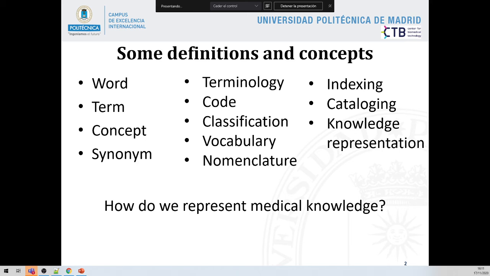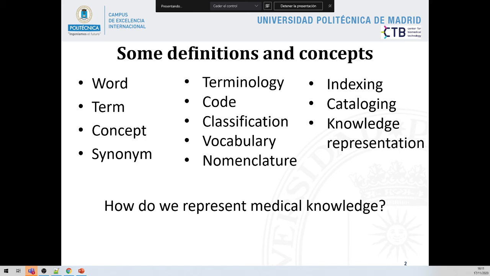Vocabularies are also said to be mapped to standard terminologies. A standard terminology is a concept that is bigger than a vocabulary. Nomenclature stands for more or less the same thing as vocabulary. Also, indexing would help us find what we want in those terminologies and vocabularies.